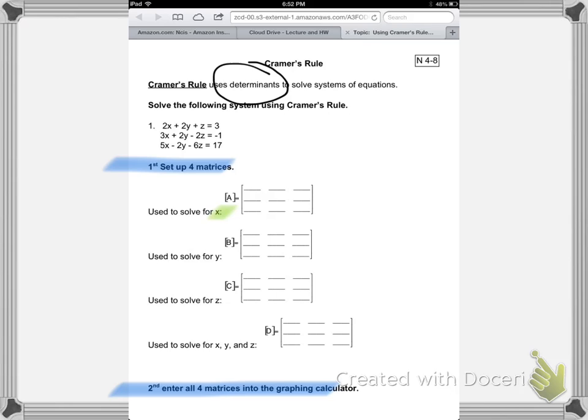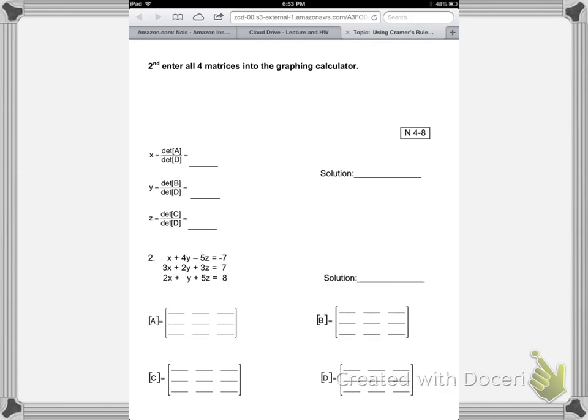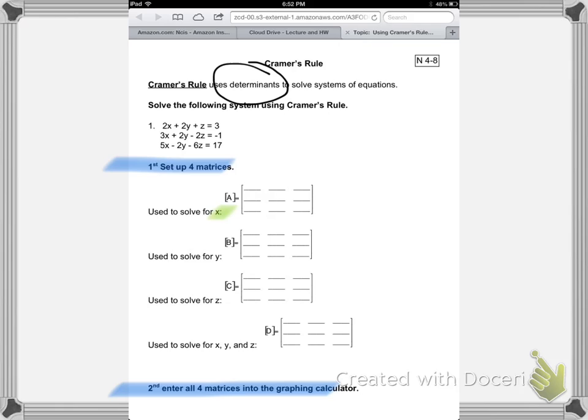Okay? So on our next page, you're going to notice this is what we're going to do when we solve for X. We're going to use the determinant of matrix A over the determinant of matrix D. So let's just look at those 2 things to solve for X. So we're going to go back to our first page. And first of all, here's matrix D down at the bottom. We're going to use that to solve for all of them, X, Y, and Z. This time we're solving for X.